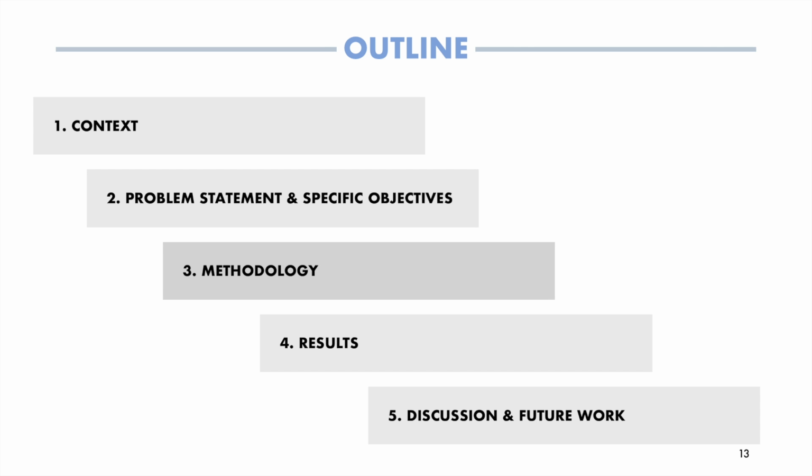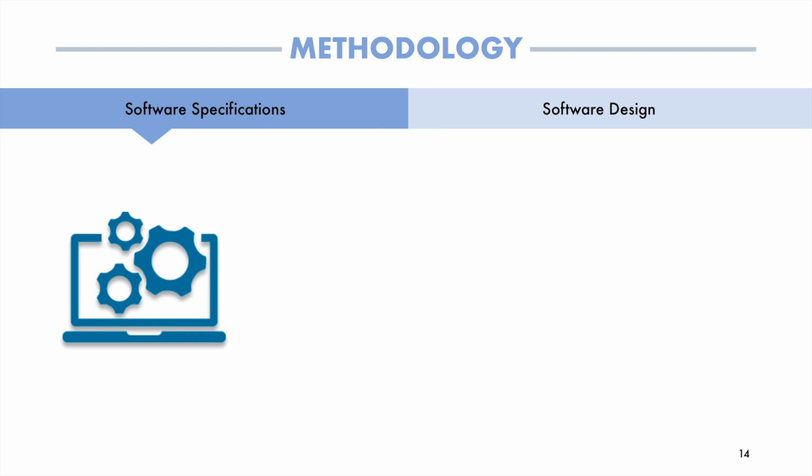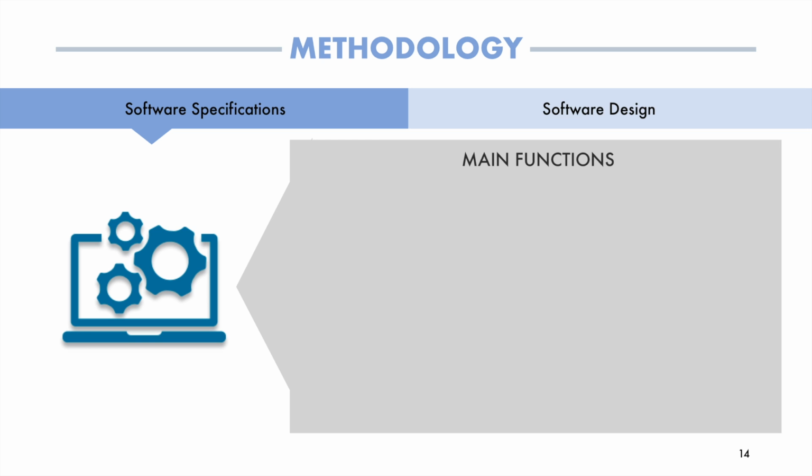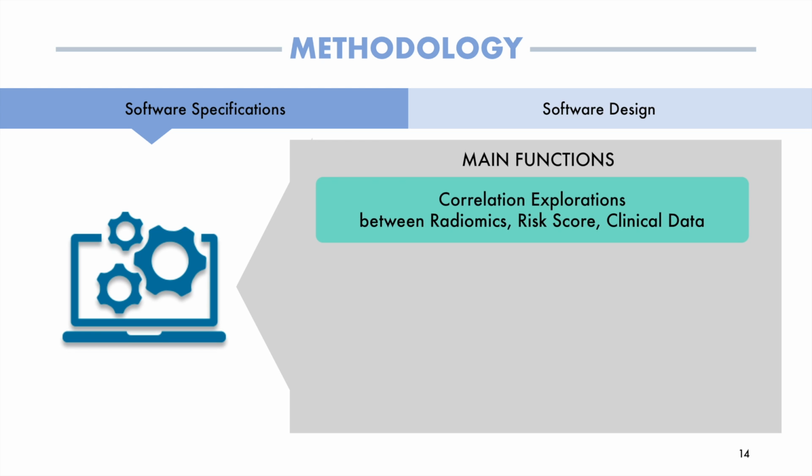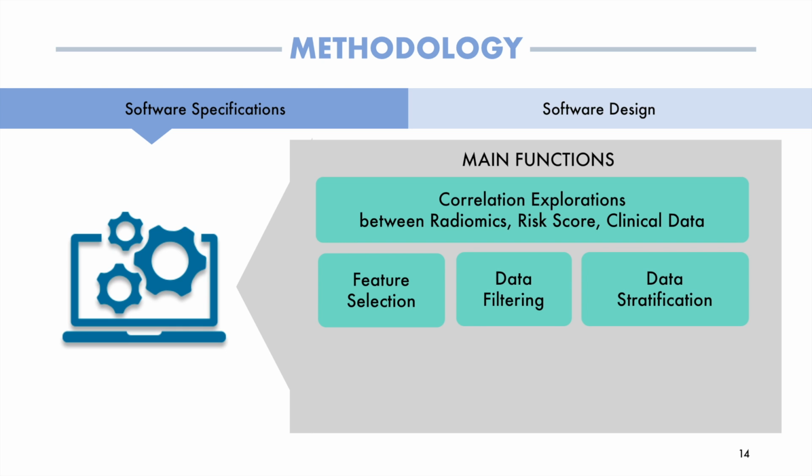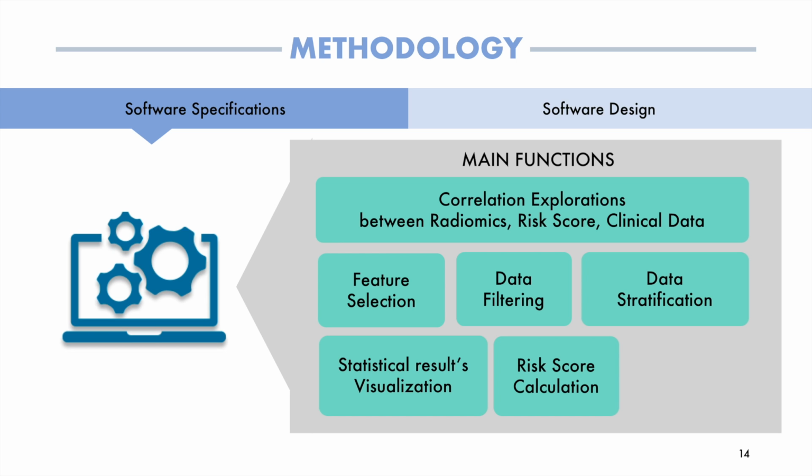Methodology. Software specification. The main function includes correlation exploration between radiomics, risk score, and clinical data, feature selection, data filtering, data stratification, statistical result visualization, risk score calculation, and cluster exploration.